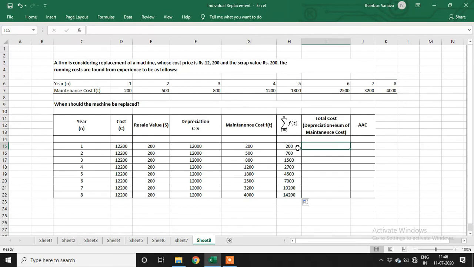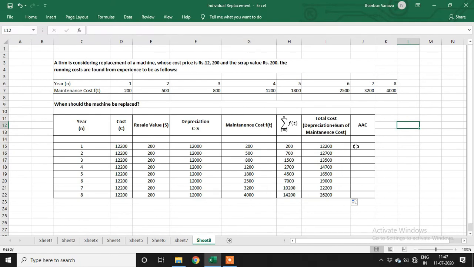Now total cost. What is total cost? It is depreciation plus the sum of the maintenance cost. So depreciation is this one plus the maintenance cost is this one. Okay, so we have to add. So the answer will be equal to depreciation, this one, plus this 200. So that will give us an answer of 12,200. Now you have to do it for every year. So I simply put the equation over here, so I had the outcome. You have to calculate by your calculator or whatever you are using.